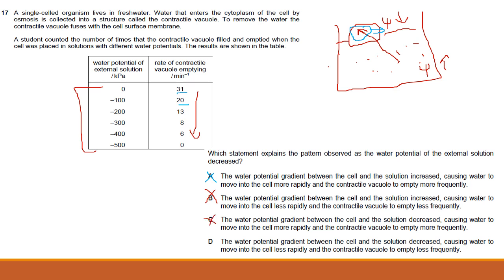The water potential gradient between the cell and solution decreased. So for this question, the key words you're looking for are what they are saying about whether it increased or decreased, and what they are saying about the frequency of the emptying. Here the water potential decreased, causing water to move into the cell less rapidly and the contractile vacuole to empty less frequently. And that's what we observed. And so our answer would be C, because if you look at it, the rate of emptying decreased as the water potential decreased. So that's it. And I spent only 4 minutes and 40 seconds explaining this.